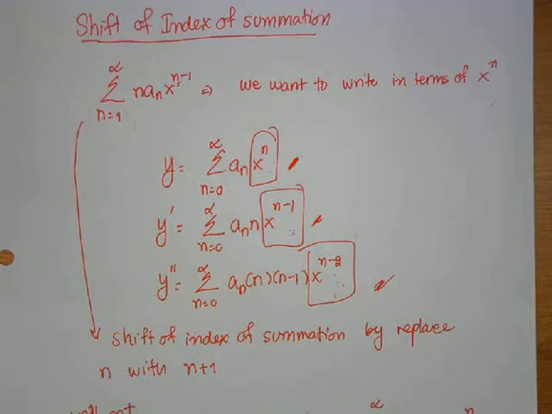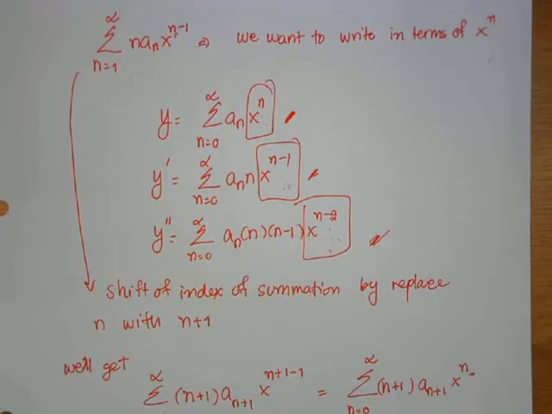Okay, next is the shift of index of summation. So before we go over to the method of finding the solution by the power series, we have to learn how to do the shift of index of summation. We will assume y is equal to the summation of a_n x to the power n, n equal to 0 to infinity.